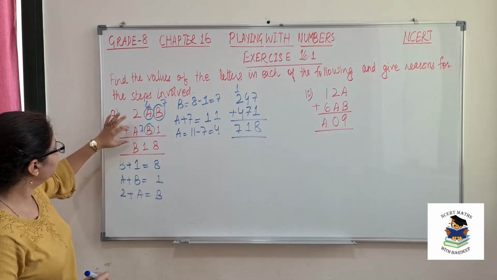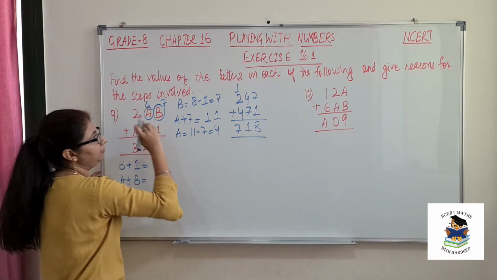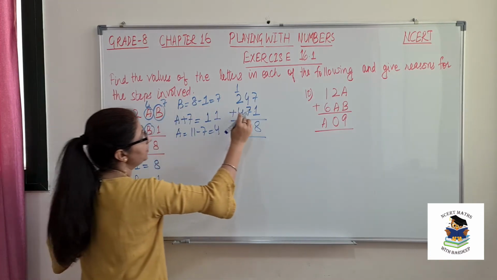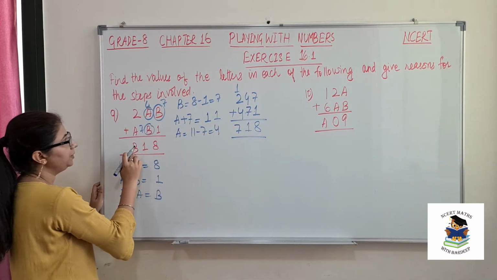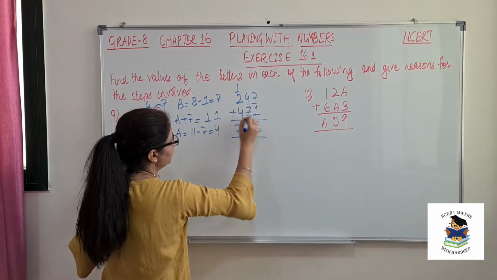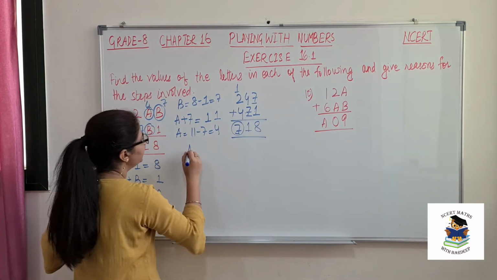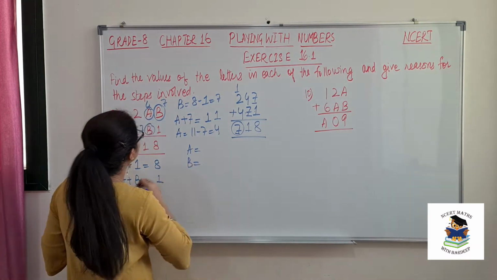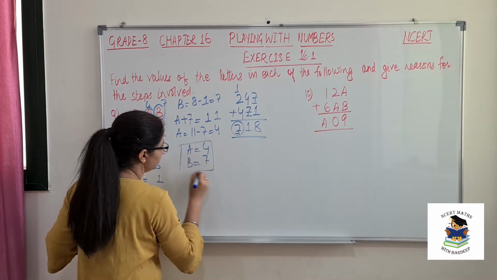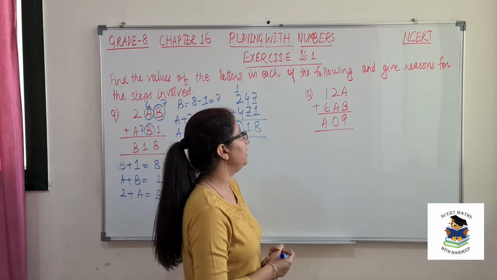So now we will compare. See this two A should be same. Yes, we have 4, 4. Then B and B should be same. 7 and 7. And this B, again same number should come here. So we can see 7, 7, 7. So this is our correct answer. So what are A and B? A is 4 and B should be 7. Correct? So now let's see the last question of this exercise.